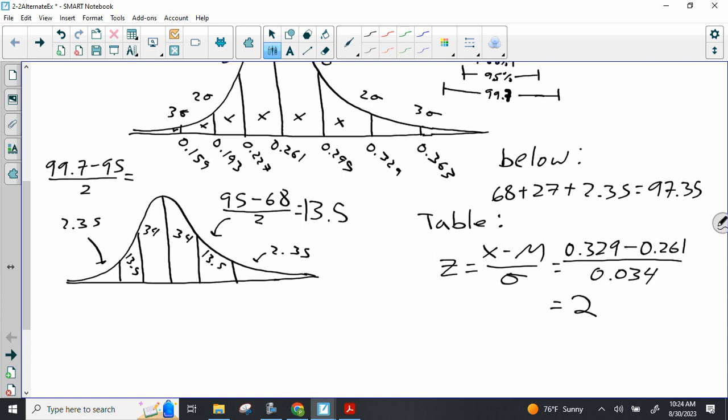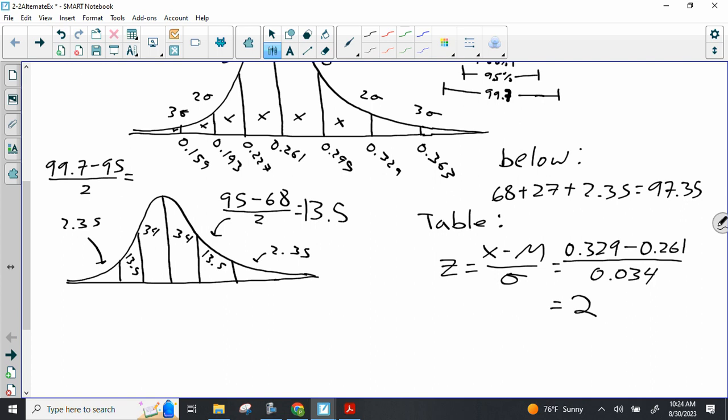Doesn't that make sense? The standardized value is telling me how many standard deviations above the mean that particular value is. Well, it's exactly 2 standard deviations above the mean. That's nice. It's nice when things kind of come together like that. I like it.